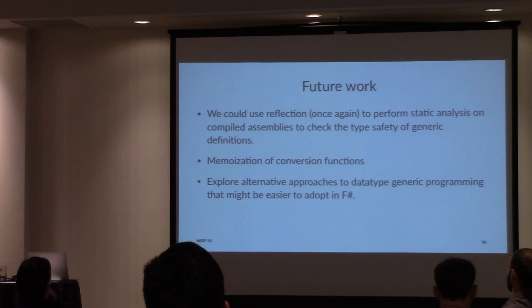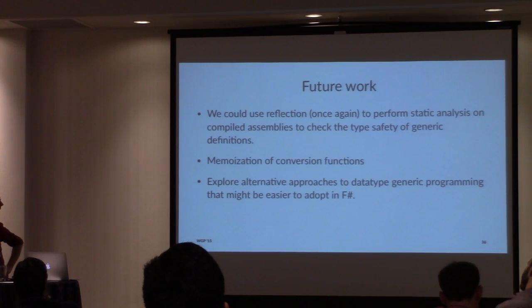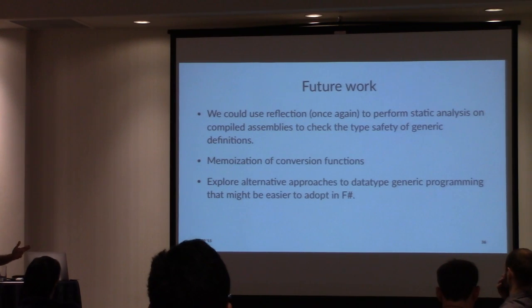A bit of further work. So we could do lots of other clever F# trickery, right? We could use reflection to do static analysis of the compiled assemblies to check that the generic functions we have are actually type safe. Whether you actually want to do that is another question, and once again, it's a lot of hackery, and it'll buy you some safety, but it's the kind of stuff which is really tricky to get right. We could do memoization of the conversion functions, and maybe this isn't the best way to do data type generic programming. Maybe something more scrap-your-boilerplate-y is more in keeping with subverting the type system rather than embracing it.